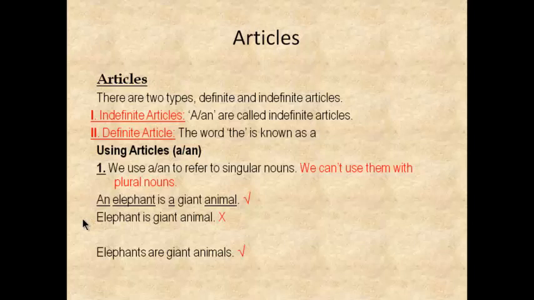Here in the beginning we have an indefinite article that is missing, and here before the adjective we also need an indefinite article which is missing here. That's why this sentence is incorrect. If you pluralize it, that will be fine. For example, elephants are giant animals.